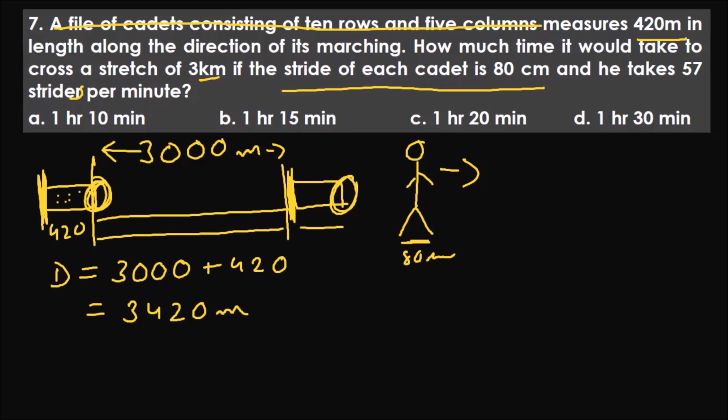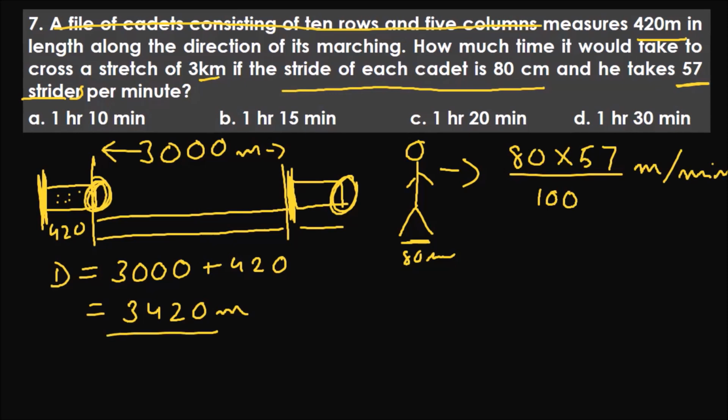And how many such strides are being taken in 1 minute? 57 strides are being taken per minute. So per minute, what is the distance traveled by each cadet? Per minute, the distance traveled by each cadet is 80 into 57. But this is in centimeters, we need to convert it into meters. So this divided by 100, meters per minute. This is the speed.